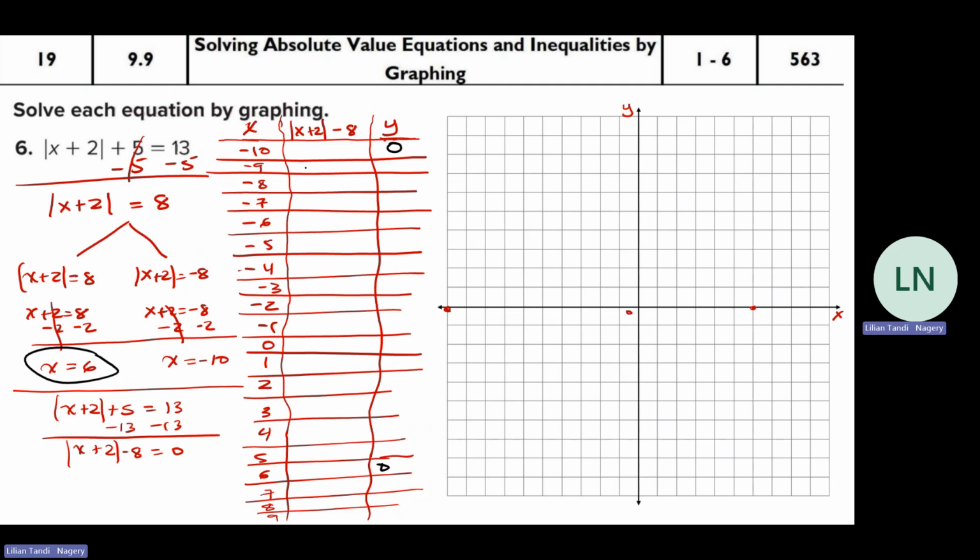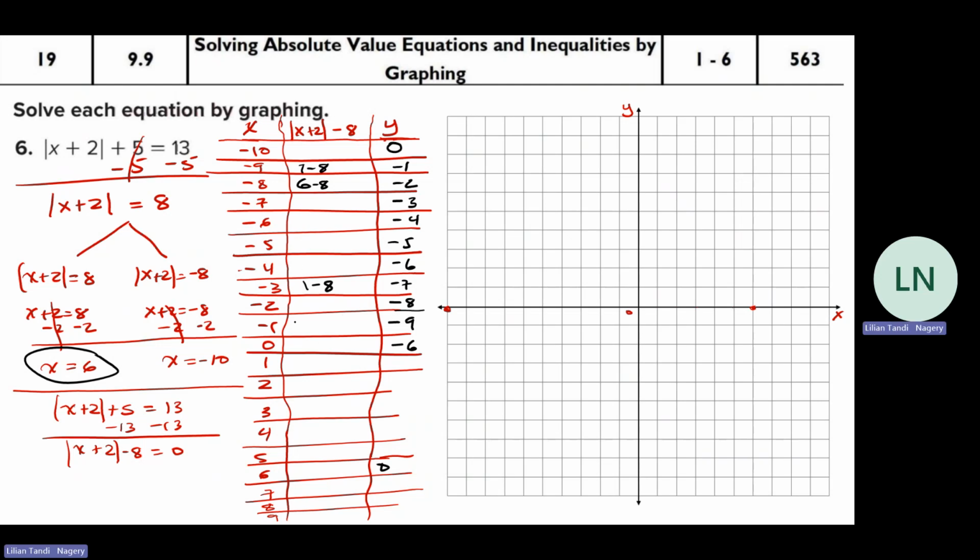So let's do negative 9. Negative 9 plus 2 is negative 7, so 7 minus 8 is negative 1. Negative 8 plus 2 is negative 6, so 6 minus 8 is negative 2. I'm noticing my numbers are going down by 1s, so negative 3, negative 4, negative 5, negative 6, negative 7. So let me check. Negative 3 plus 2 is 1. Yes, 1 minus 8 is negative 7. I continue. Negative 2 plus 2 is 0, so this will be negative 8. Negative 9. Okay, now I do 0. 0 plus 2 is 2. 2 minus 8 is negative 6.